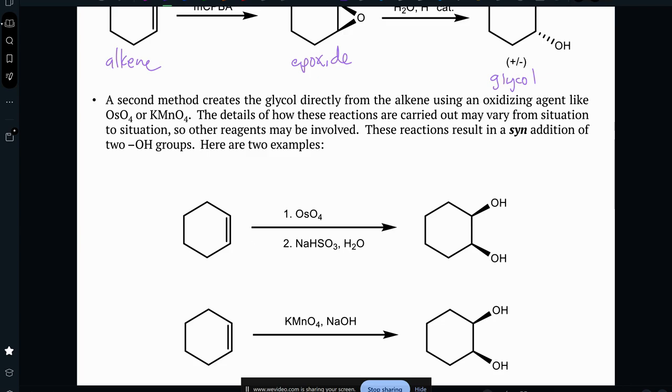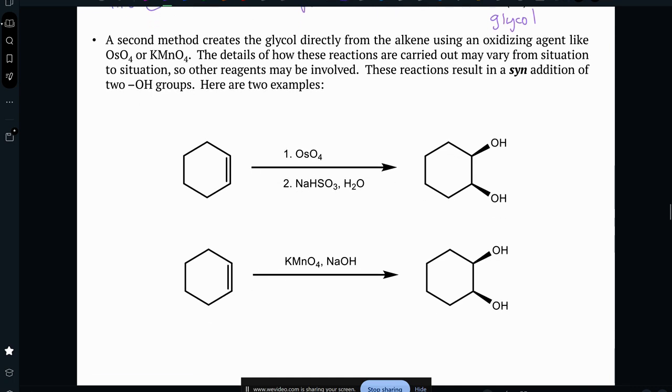Usually there's a second step, a workup step, that involves a mild reducing agent. This is how it's commonly written. First step, OsO4. Second step would be something with the hydrogen sulfide ion. You can also accomplish this with potassium permanganate, KMnO4. So those are just a couple examples.